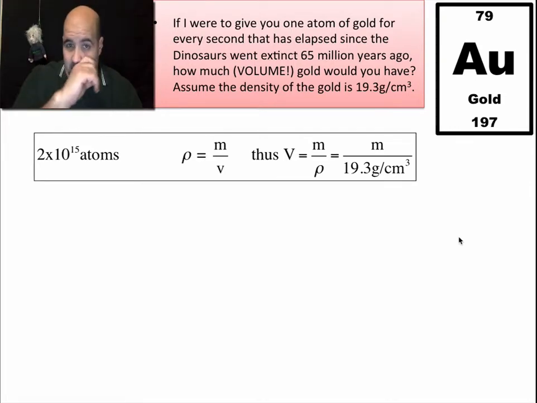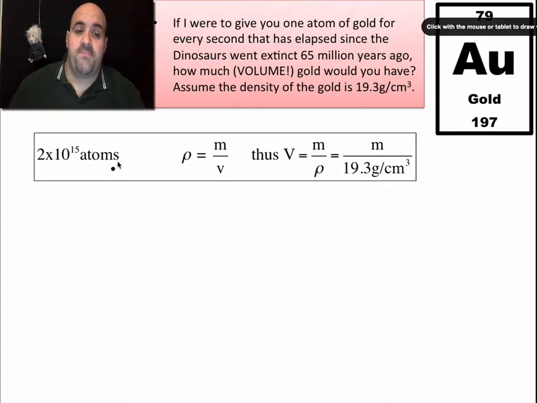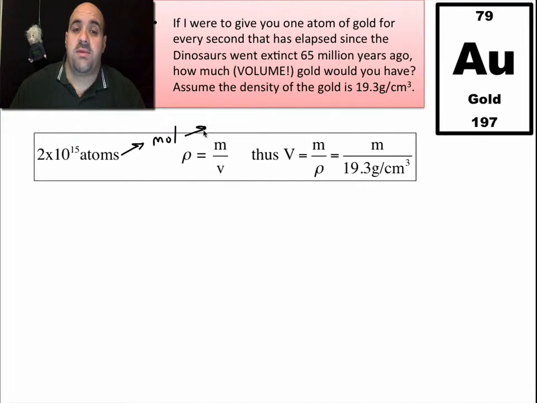And now we got to figure out what to do from the number of atoms to figure out the mass. How do I know how much that many atoms of gold will weigh? What is the mass of that many atoms? Well, hopefully you realize you need to use Avogadro's number. First, we're going to convert atoms into moles, atoms into moles, and then moles into grams using the molar mass of gold.